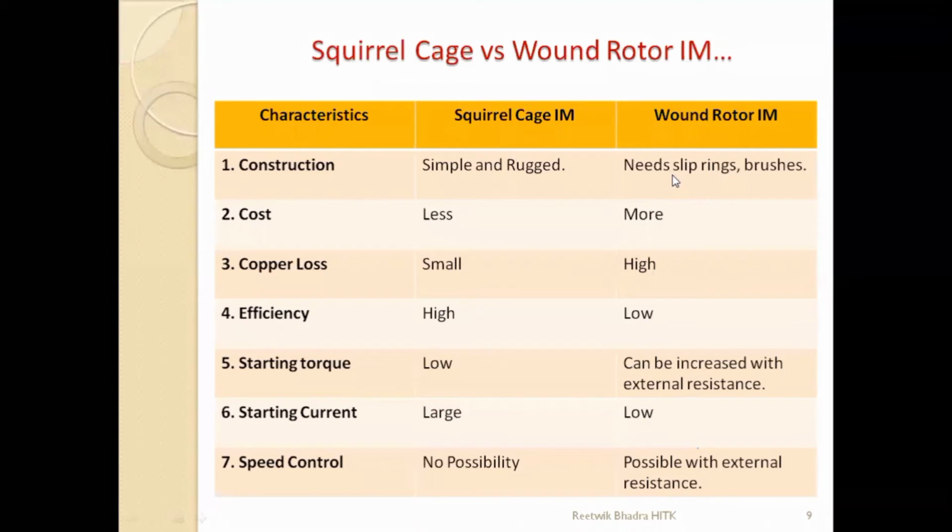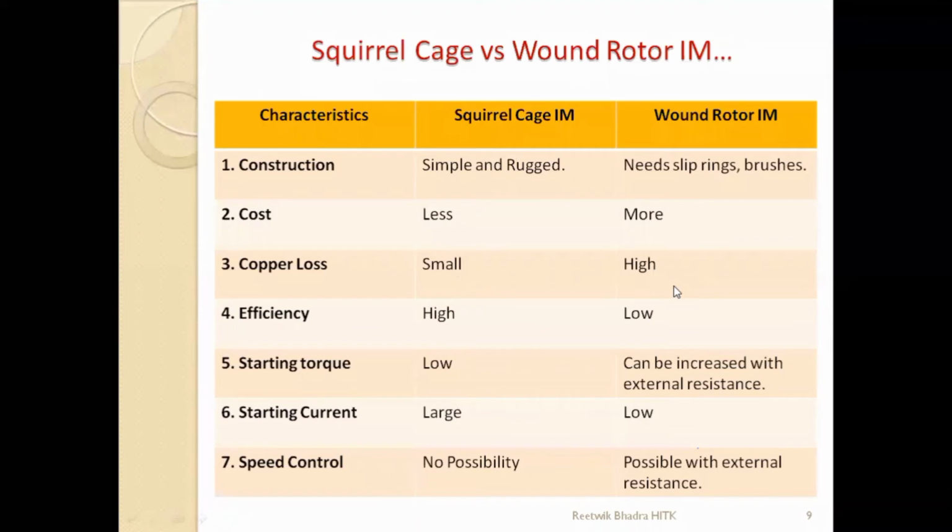But over here, rotor connections should be taken out to slip rings, then proper connection should be made with brushes, then again contact should be made with the external resistors. So all connections should be made carefully over here. So construction connections become a little bit complex. Cost over here is less, over here is more, as you need so many extra things apart from these conductors. Copper loss is small here, as you can see.